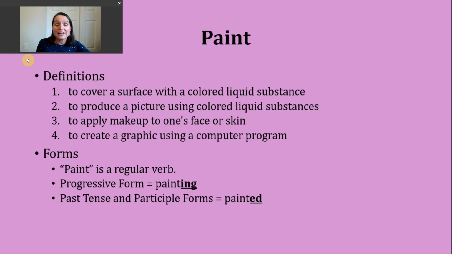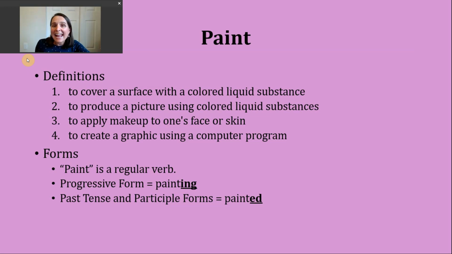A third way you might hear the verb paint used is to mean to apply makeup to one's face or their skin. This meaning isn't quite as common as the first two, but you may encounter it as you're reading. A fourth way to use the verb paint is to refer to creating graphics using a computer program. Again, this might not be something you hear every day, but if you get into that field or work a lot with computers, then you might run into this verb a little more commonly.